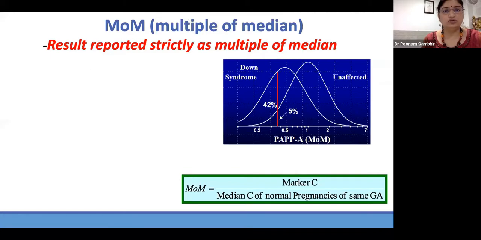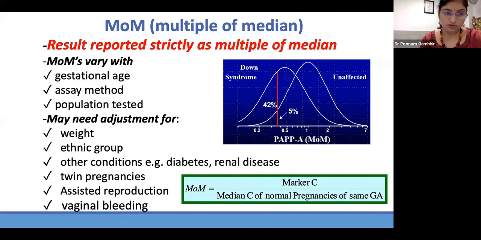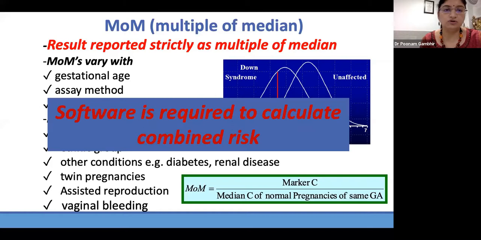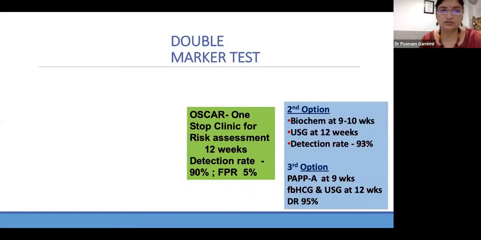The values of the markers should be strictly reported in multiples of the median, or MoMs, and they vary with the gestational age, the assay method used, and the population tested. Definitely they need adjustment if the weight is more, for ethnic background, the diabetic and renal status of the mother, if it is a twin pregnancy, if it is an IVF pregnancy, or if there is a history of vaginal bleeding. Modification is required in calculation of the MoMs. We cannot calculate the MoMs manually on an individual basis, and software is required to calculate the combined risk.